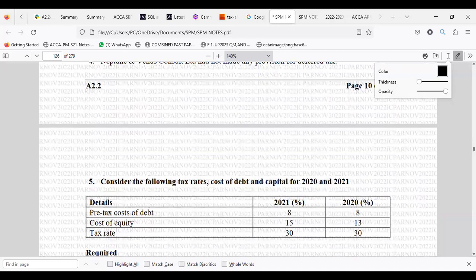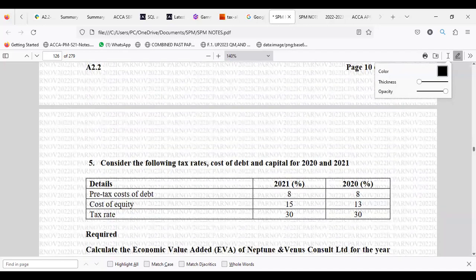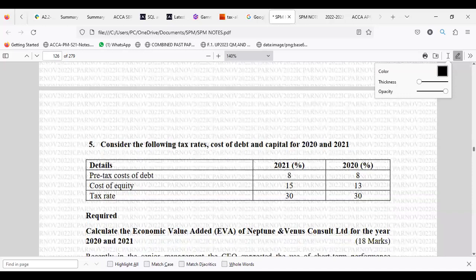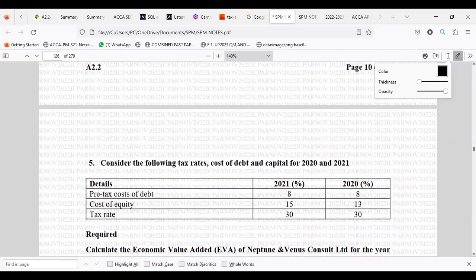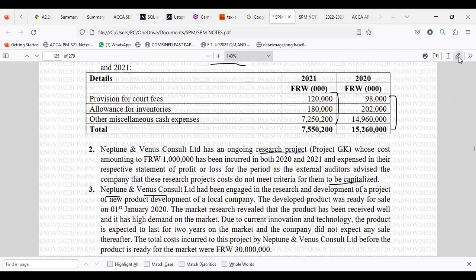Then number 5, consider the following tax rates, cost of debt and capital for 2020 and 2021. Pre-tax cost of debt is 8% in both 2021 and 2020. Cost of equity is 15% and 13% for the respective years, and the tax rate is 30% for both years. Then calculate the economic value added of Neptune and Venus for the years 2020 and 2021. You get 18 marks for that, and of course, you graduate. After you get that, you get more from other areas and you move on.